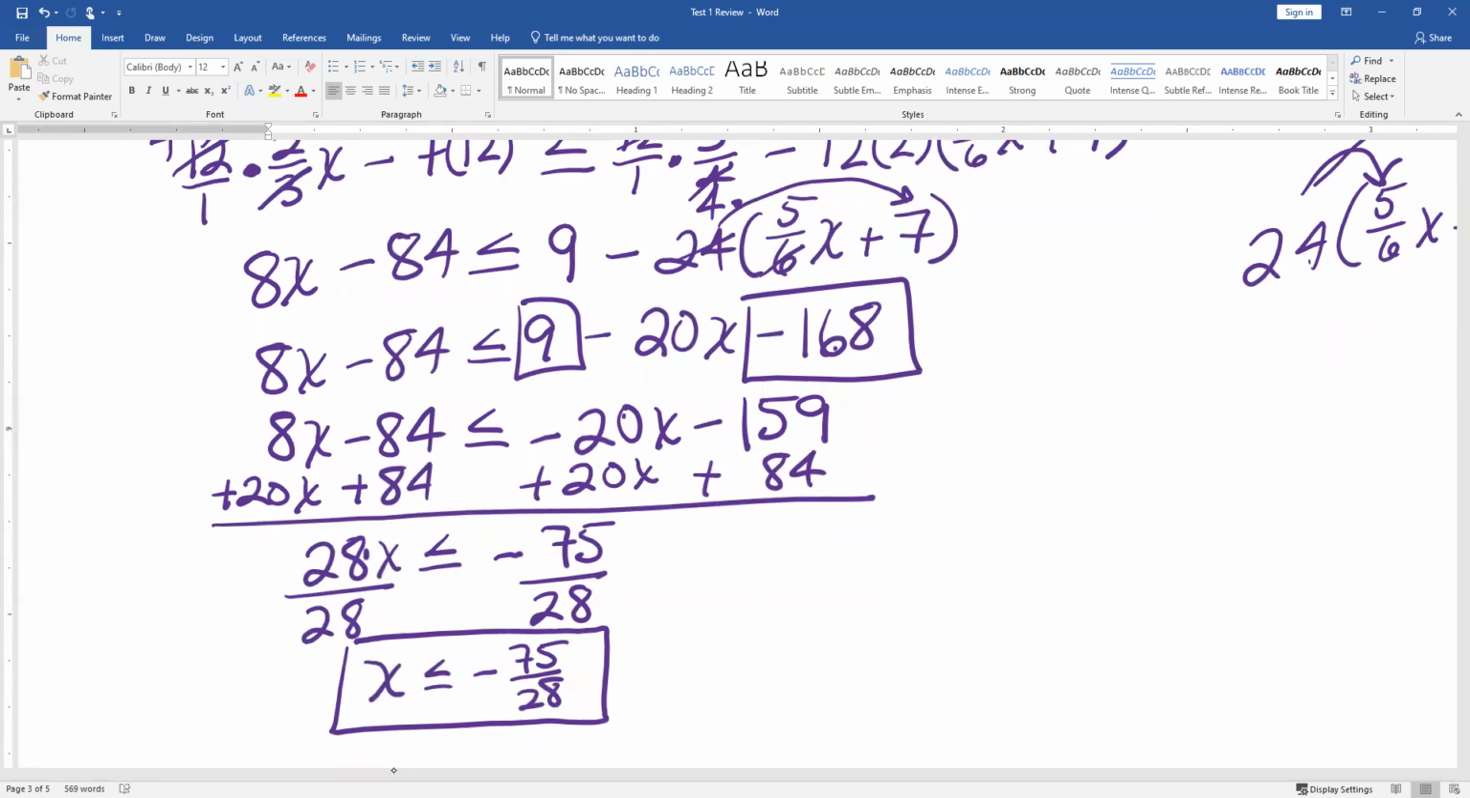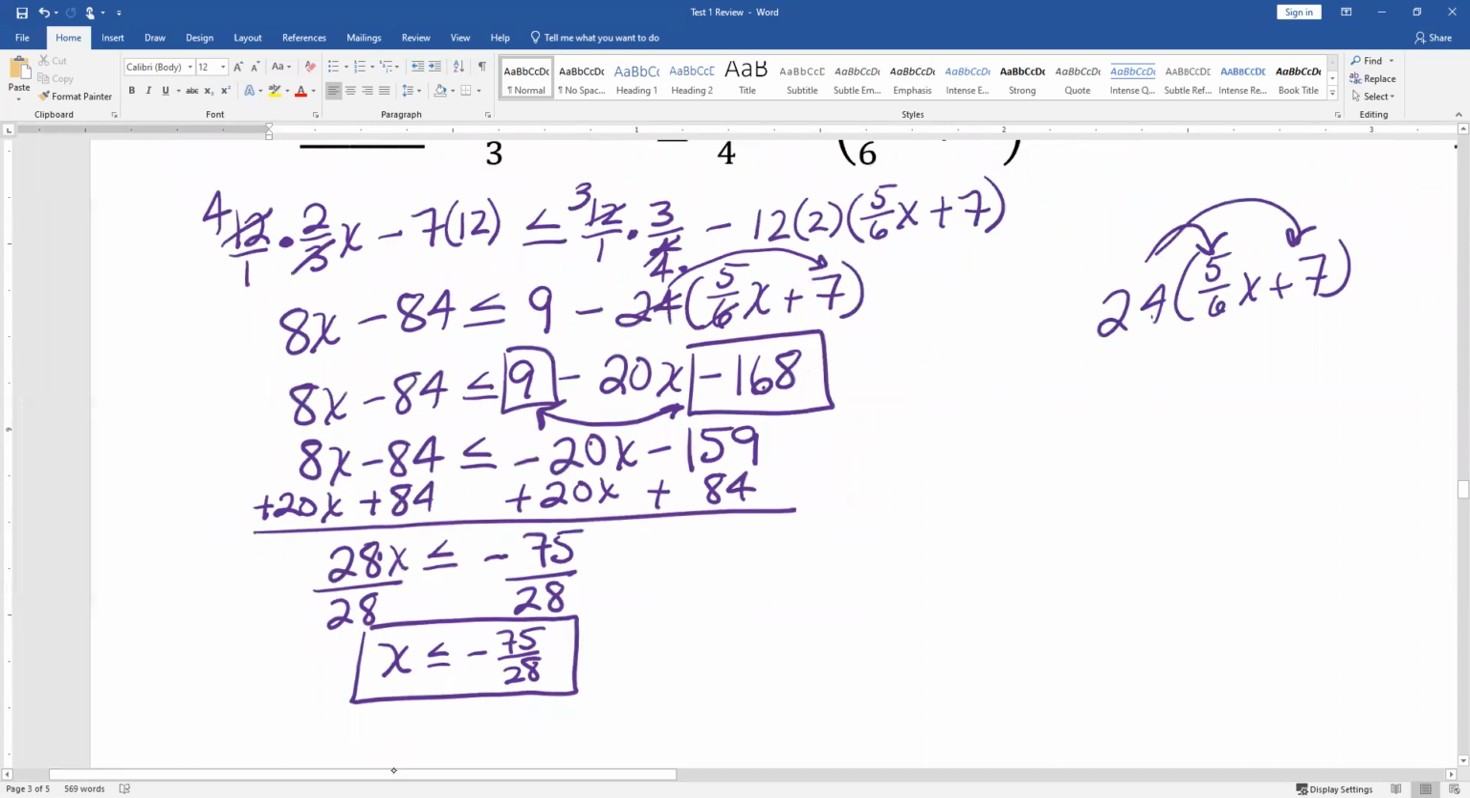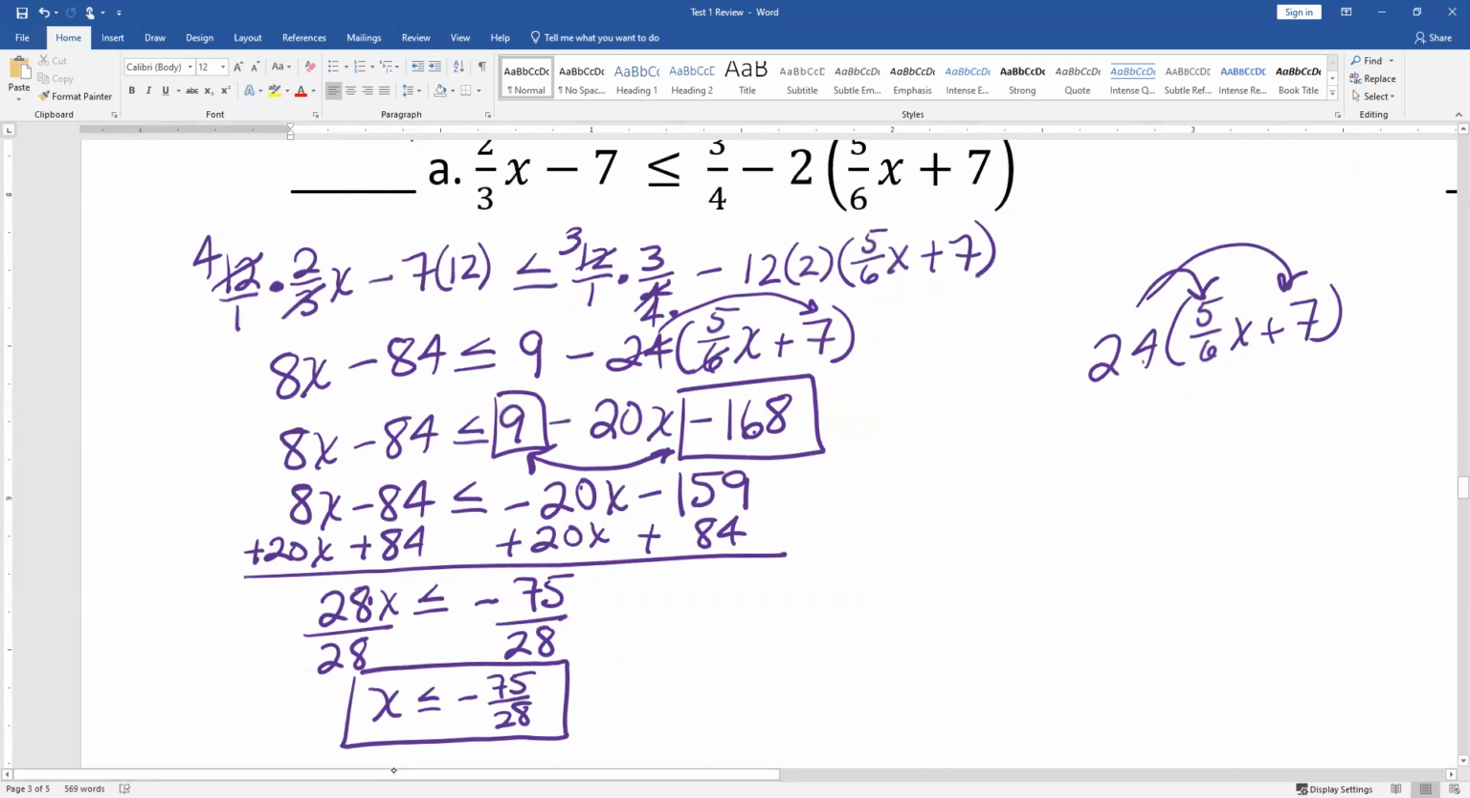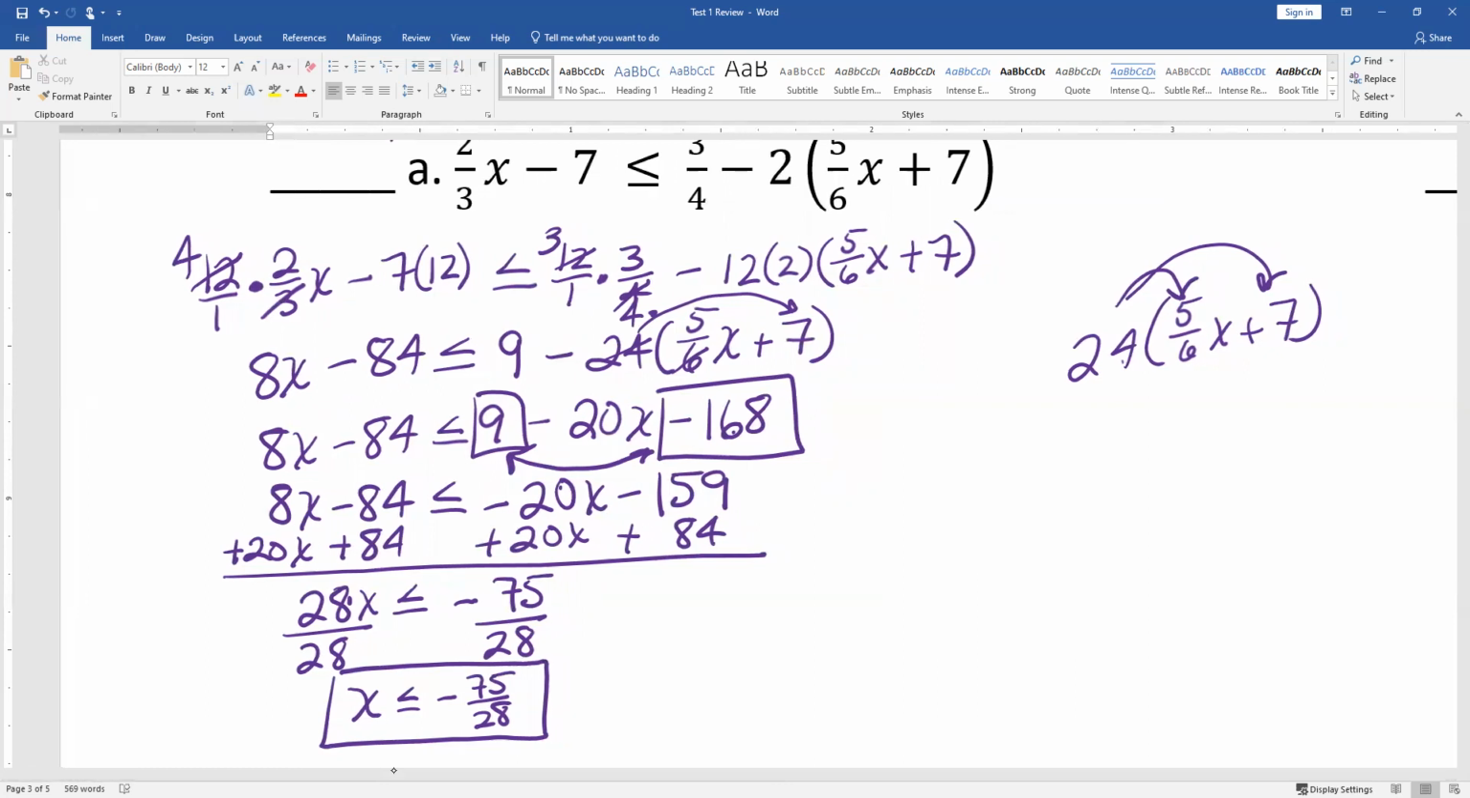How did that 168 become? I combined the 9. Oh, it's a positive nine. Yep, I had like terms. And so, yeah, it's positive 9 minus 168. So my answer is negative, but I'm also subtracting because they're unlike signs. Right. Yeah, so that's where that 159 came from. Okay.